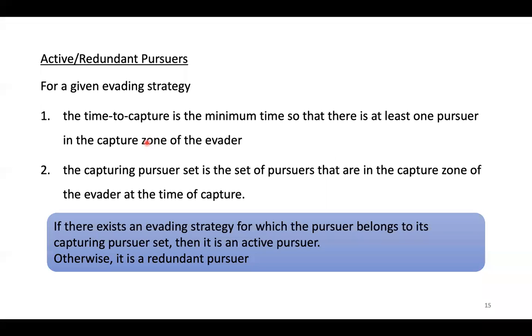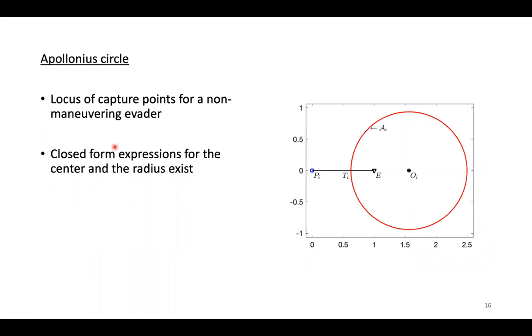So now the question becomes, how do you identify these active or redundant pursuers? And the solution is what is called the Apollonius circle. Apollonius circle is defined as the locus of capture points for a non-maneuvering evader, which means if the evader's initial position is here and the pursuer's initial position is here, given the evader's heading in one direction, if it keeps going in that direction, the intersection of that line with the Apollonius circle will give the capture point for that evader and given the pursuer's initial position.